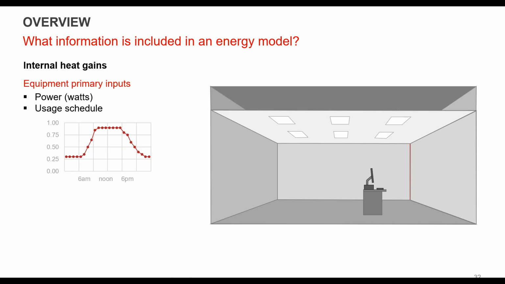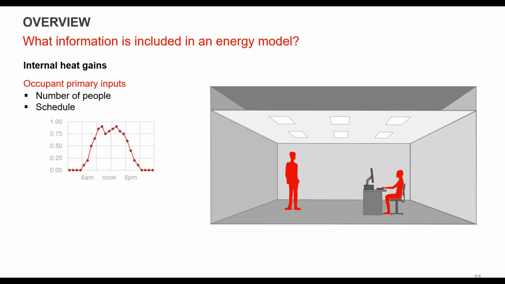Equipment, the same thing. You'll have an input for power. We'll talk about estimates of where that number would come from, and a schedule. And the same thing, you'll need a radiant split and a convective split. And then people, same thing. You have the number of people. In general, there are tables that will give you an idea of how much heat, both sensible and latent, that an occupant will give off, depending on the activity that they're doing.